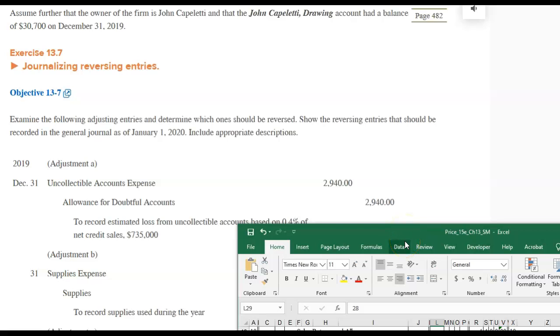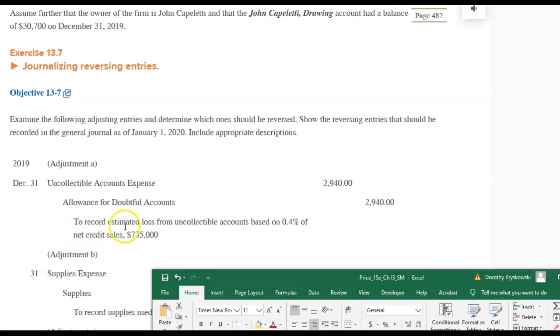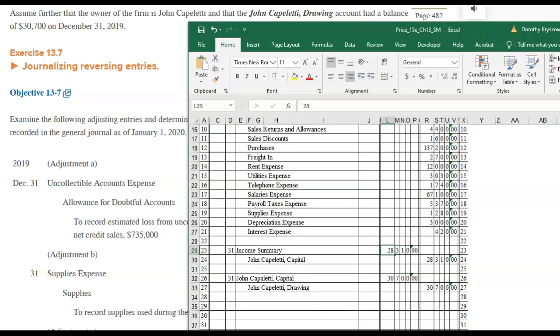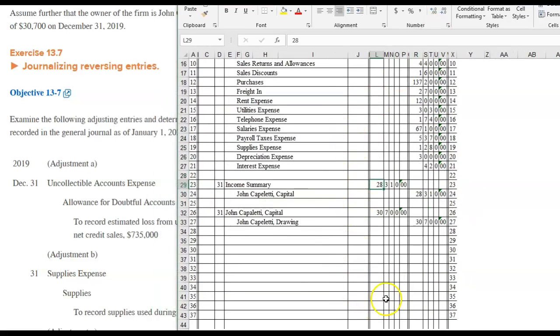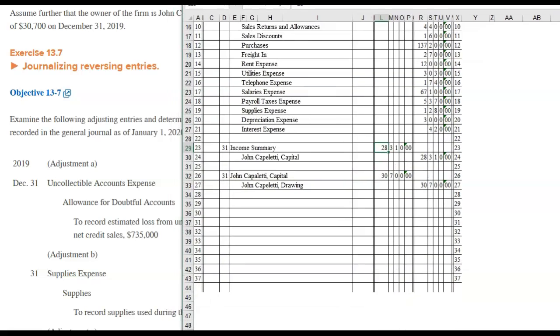Examine the following adjusting entries. Determine which one should be reversed. Show the reversing entries that should be recorded in the general journal. Include the appropriate descriptions. Adjustment A. Uncollectible accounts expense, allowance for doubtful accounts, to record the estimated loss based on 4% of sales. All right, let's take a look at what they want us to do.